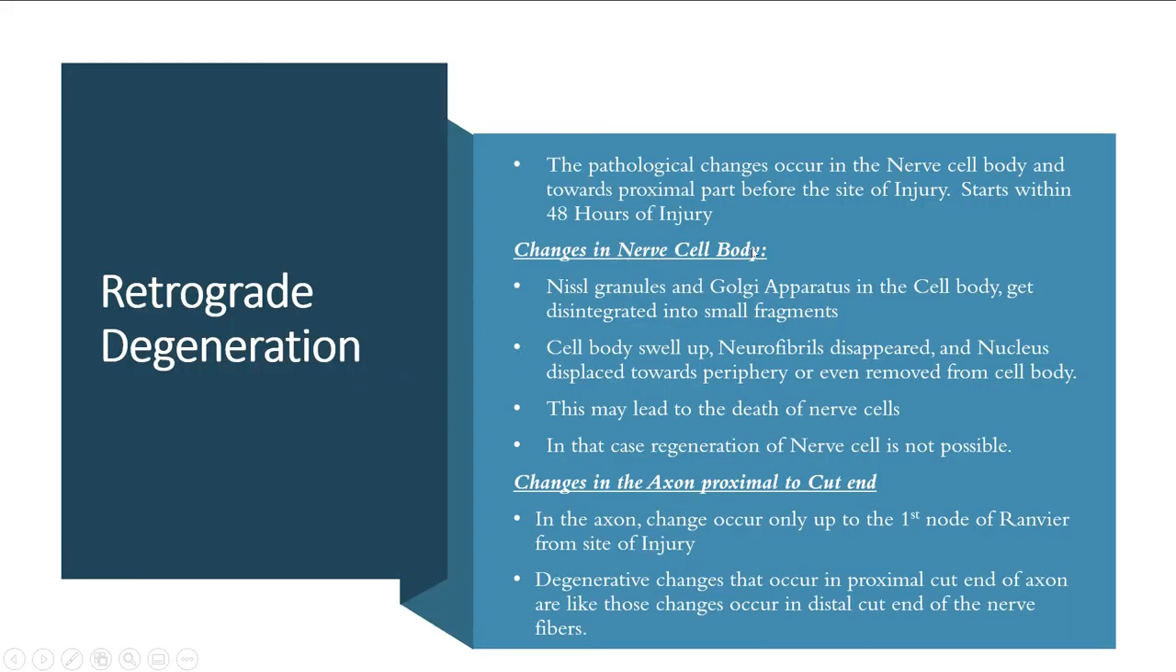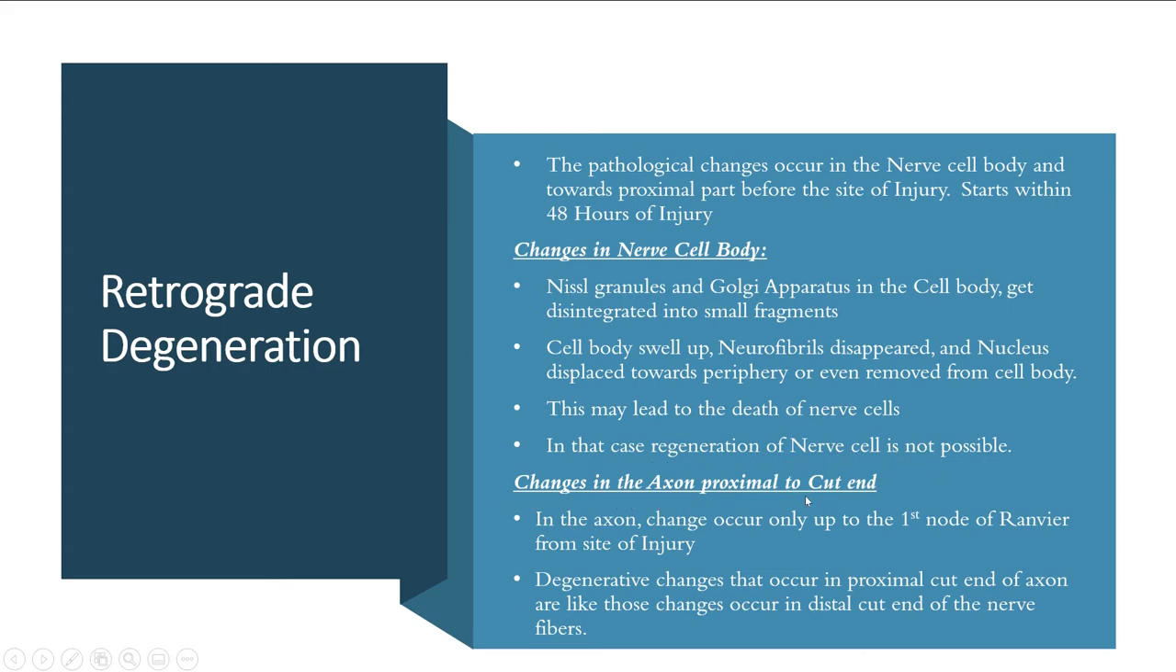Changes in the nerve cell: first of all, we will see that the Nissl granules and the Golgi apparatus in the cell body get disintegrated into small fragments. The cell body swells up, neurofibrils disappear, and the nucleus is displaced towards the periphery or even removed from the cell body. This may lead to the death of the nerve cell. In this case, regeneration of the nerve cell is not possible.